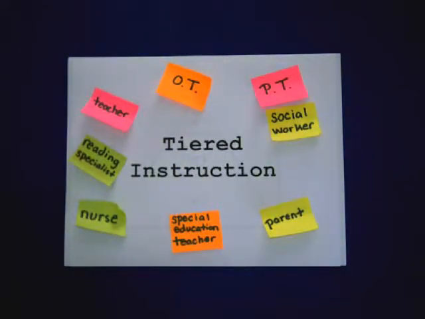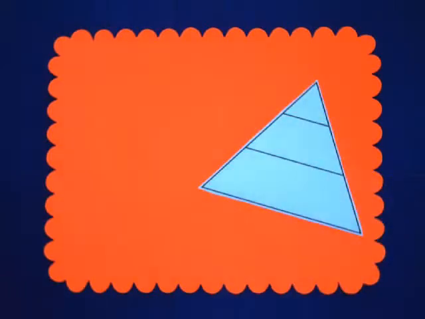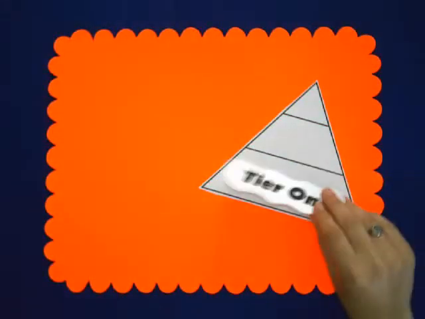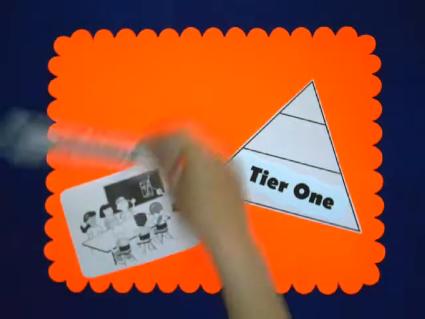The process begins with Tier 1 instruction. Interventions on this level occur in the general classroom. Students are screened periodically to establish baselines to identify possible struggling learners. About 80% of students respond to Tier 1 interventions.